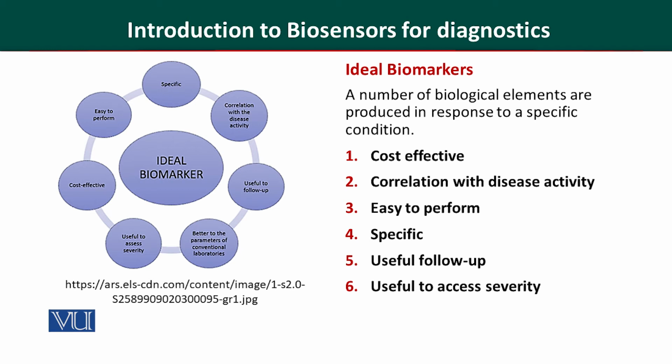So what type of biomarker are we going to select? An ideal biomarker should be cost effective. It should be correlated with the disease activity. It should be easy to perform. It means it should be convenient to identify it. It should be specific, useful to follow up, and useful to assess the severity. It means the information that will be generated by studying the biomarker should be very useful.